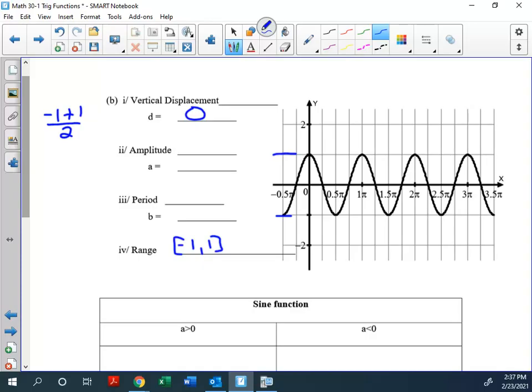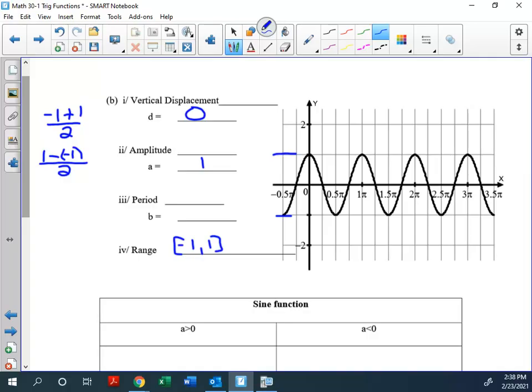Looking at that, we can see the amplitude is 1, but if it's not pretty, make sure you think my max minus my minimum over 2. I want the distance, and then I want half of it. And that's why it's a subtraction.